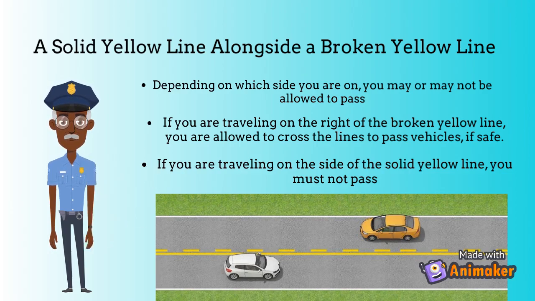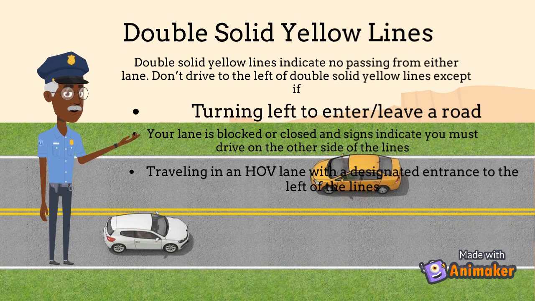Double solid yellow lines. Double solid yellow lines indicate no passing from either lane. Don't drive to the left of double solid yellow lines except if turning left to enter or leave a road, your lane is blocked or closed and signs indicate you must drive on the other side of the lines, or traveling in an HOV lane with a designated entrance to the left of the lines.